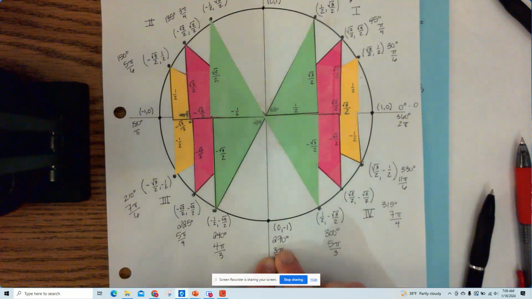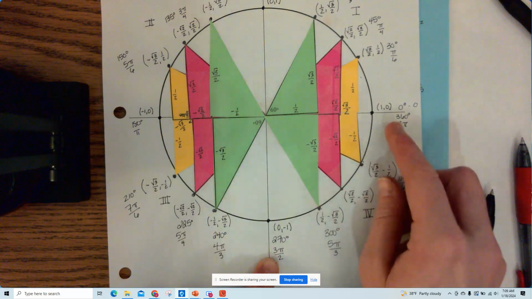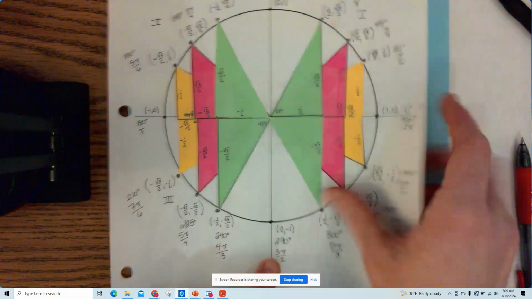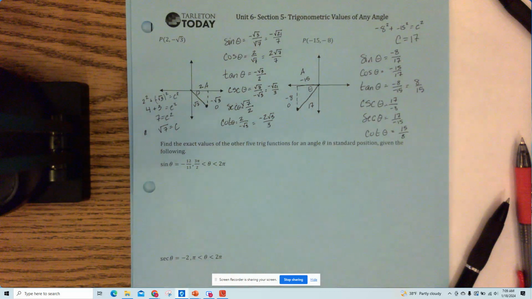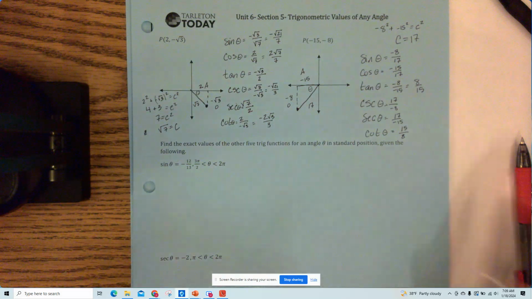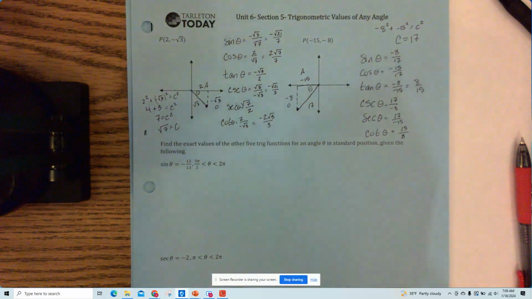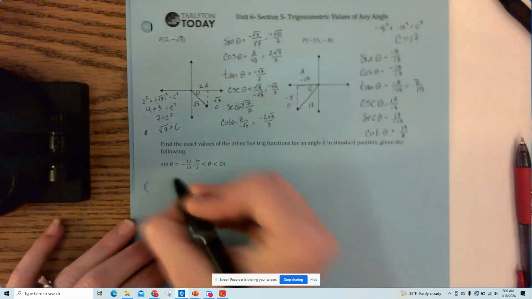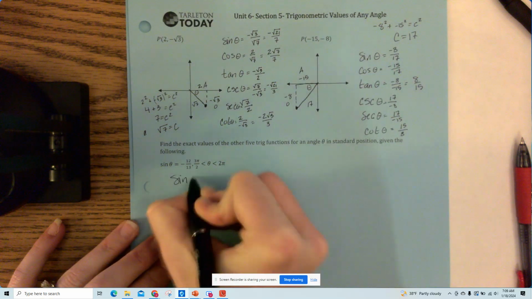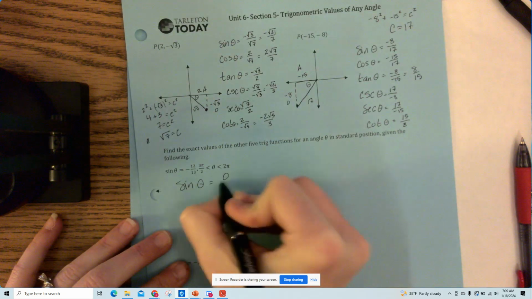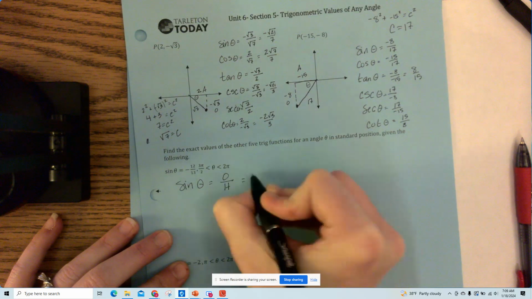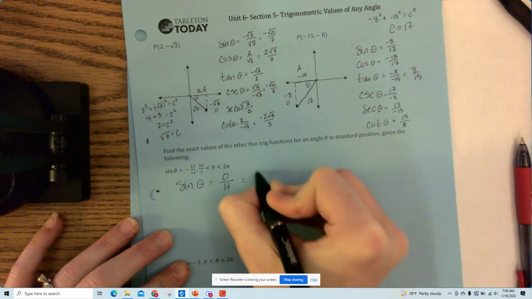Okay, that's 270 degrees. So the angle is in between 270 and 2 pi, which is 360. Okay, that's all that's telling me. So here's what we know. Sine of an angle is opposite over hypotenuse, which means 12 and 13.